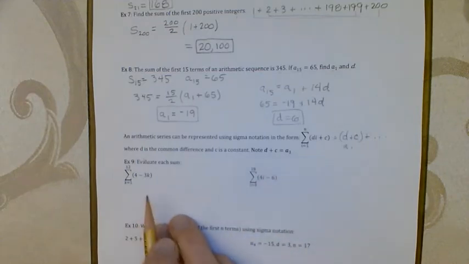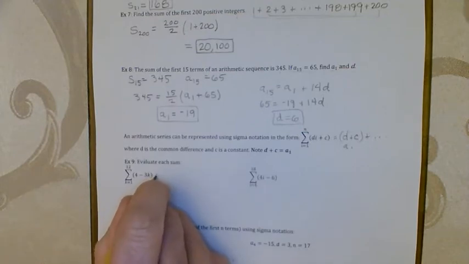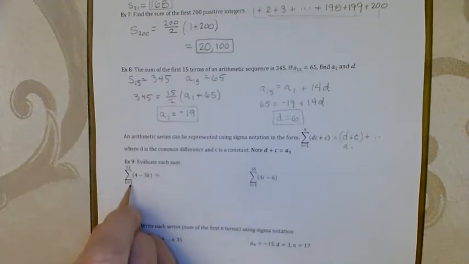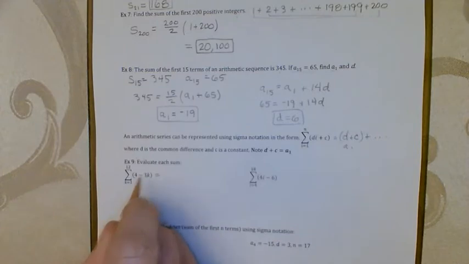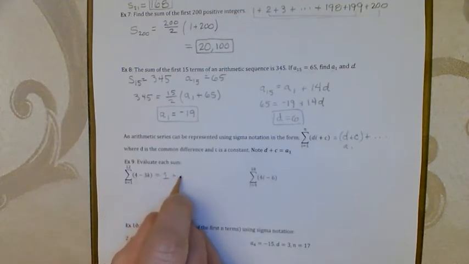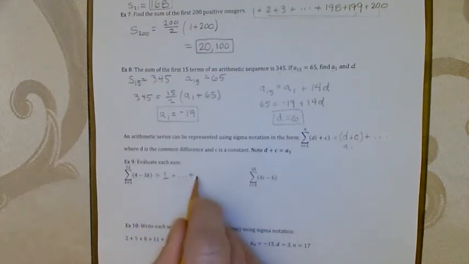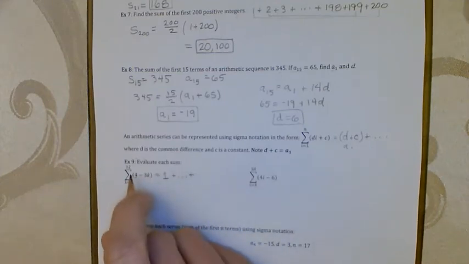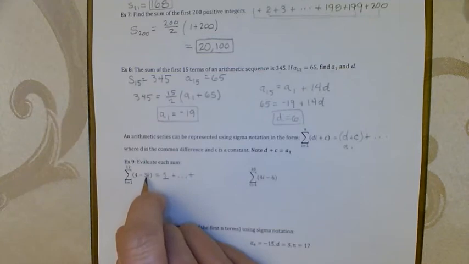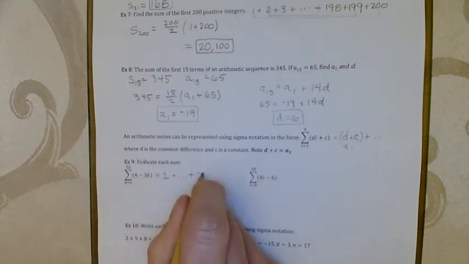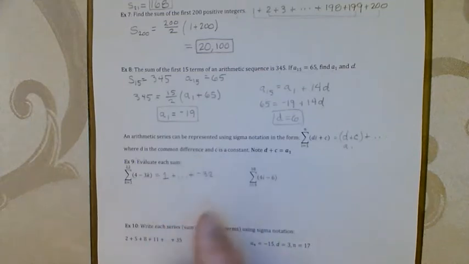So evaluate each sum. We want to think about what the first term would be. If I put a 1 in here, it's just going to be 1, because 4 minus 3 is 1. And then what would the last term be? The last term would be using a 12 in here, and so we would get negative 32 for the last term.